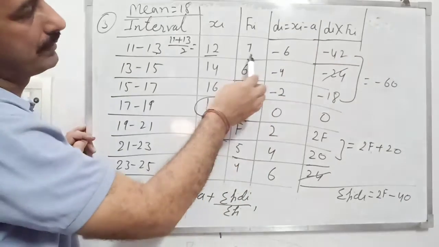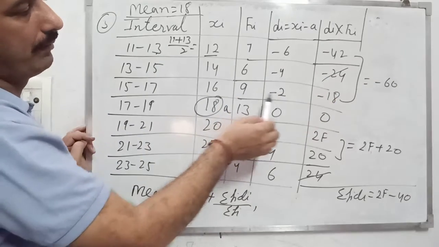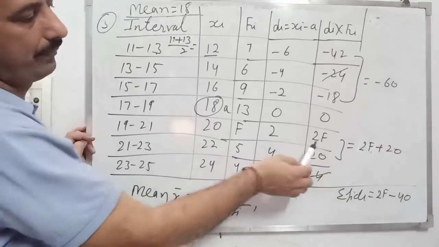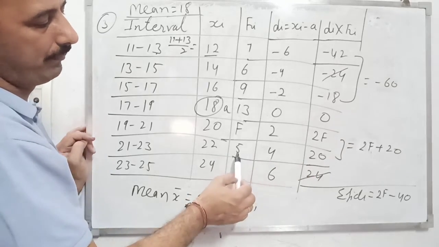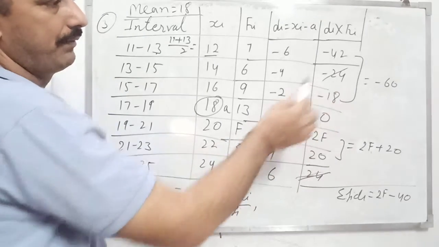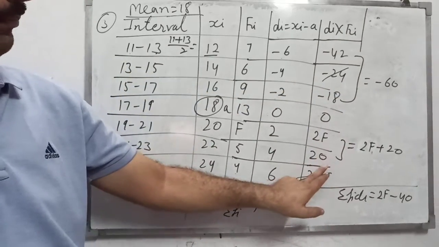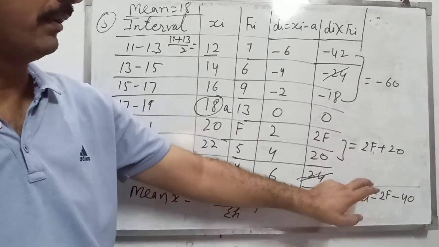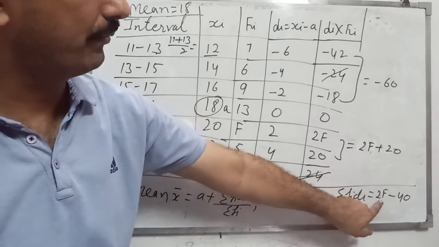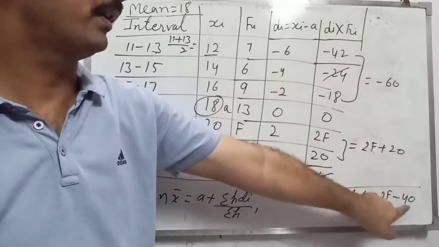Fi into di. 7 multiplied by minus 6, minus 42. 6 multiplied by minus 4, minus 24. 9 multiplied by minus 2, it becomes minus 18. 13 multiplied by 0, it becomes 0. 2f, 2 multiplied with f, 2f. 4 multiplied with 5, 20. 6 multiplied with 4, you get 24. Now 24 is positive and negative, so they cancel. By adding 42 and 18, you get minus 60, and 2f plus 20. So when we add both, the summation of fi di is equal to 2f minus 40. 20 subtracted from minus 60, you get minus 40.